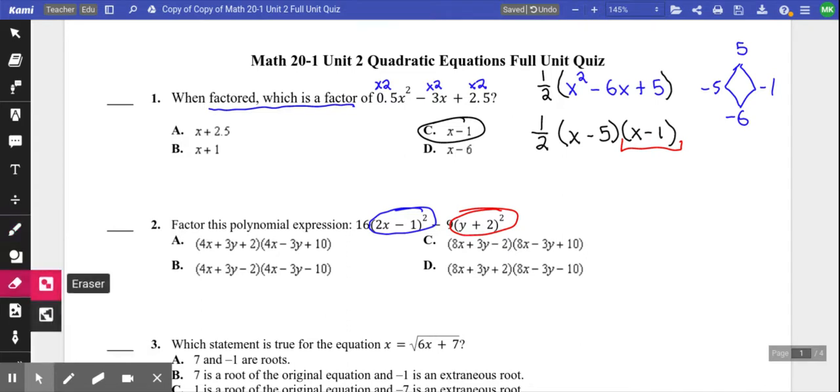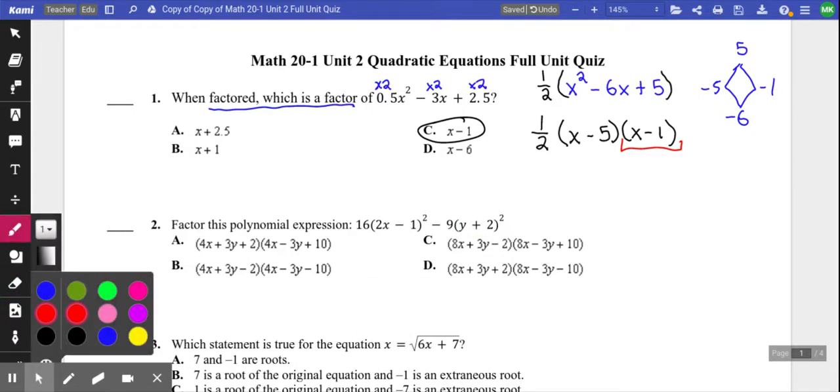So when I see something like that, what I'm going to try to recognize is that I can replace binomials with letters. Instead of 2x minus 1, we're going to call that m. And instead of y plus 2, we're going to call that n. And then I can replace these with just single letters. By doing that, it turns into this equation: 16m squared minus 9n squared. That is a much better question to factor.